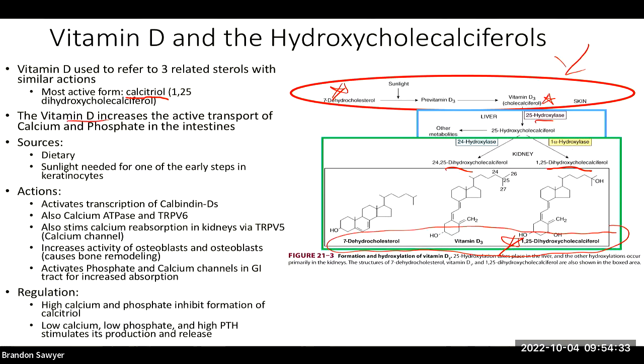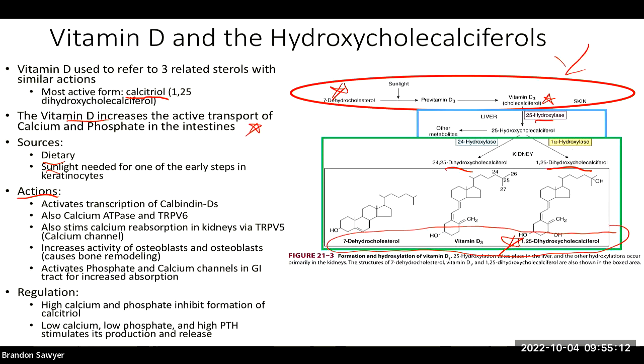Okay, so vitamin D is used to do this. Vitamin D increases the active transport of calcium and phosphate in the intestines. So we're going to bring more calcium and phosphate into the body under the influence of vitamin D. And these hormones here, this calcitriol, we get this in our diet. Obviously, the sunlight is needed, like it shows there, like we just talked about. So here are all the actions. It activates transcription of those calbindin proteins, the ones inside of the intestinal cells that make sure calcium doesn't mess with anything when it's in the cell. So we get more of those with this.